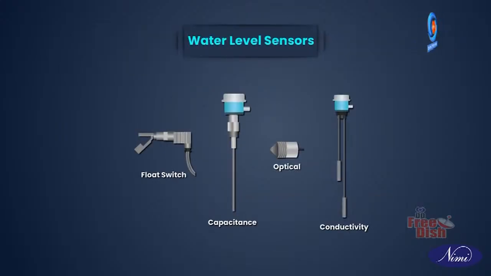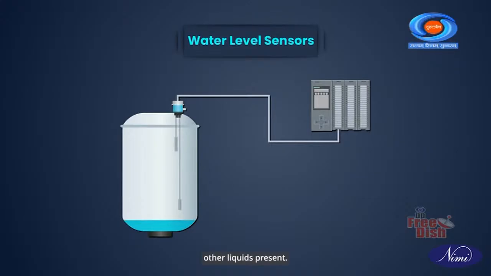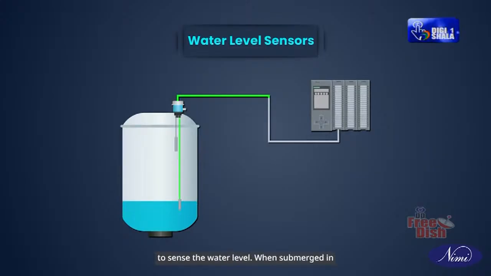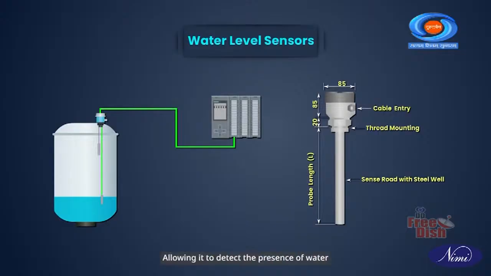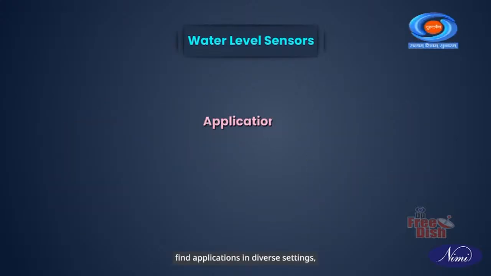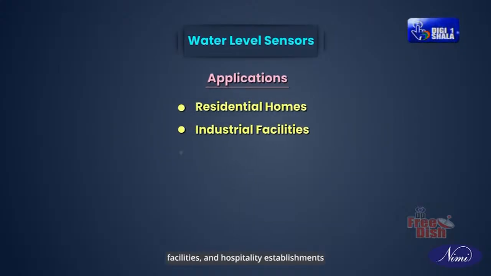Water level sensors. Water level sensors employ different principles to indicate the level of water or other liquids present. One common type utilizes a simple conductor to sense the water level. When submerged in water, the conductivity between the two terminals of the sensor changes, allowing it to detect the presence of water at different levels within a container or tank. These water level sensors are versatile and find applications in diverse settings including residential homes, industrial facilities, and hospitality establishments like hotels.